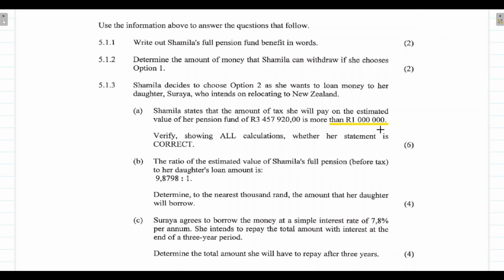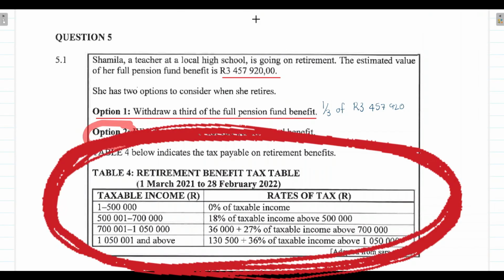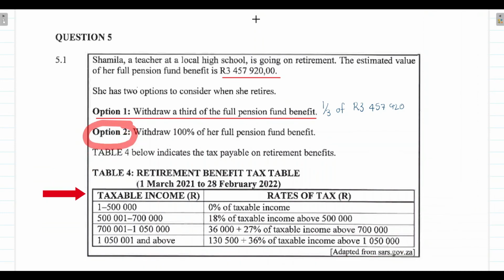Now, to determine how much Shamila is going to pay in terms of tax, we need to look at our retirement benefit tax table. We need to look at which taxable income bracket she falls in, and then calculate the rate of tax that she will have to pay based on that bracket. We know that if she takes option 2, she's going to get 100% of her full pension fund benefits.